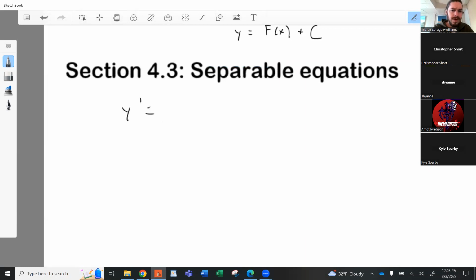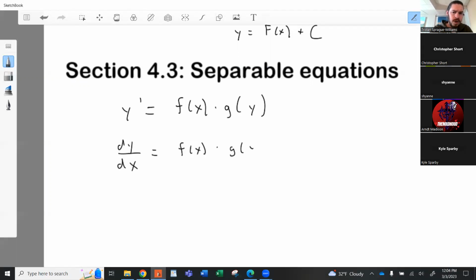A separable equation is of the form some function of x times some other function of y. Or if it's not exactly in this form, it can be put in this form. So sometimes you may be presented with a differential equation that isn't exactly in this form, but it can be rearranged into something of this form. A function of x times a function of y. The reason it's called separable is because essentially the way we approach this is to separate everything about x on one side and everything about y on the other side.